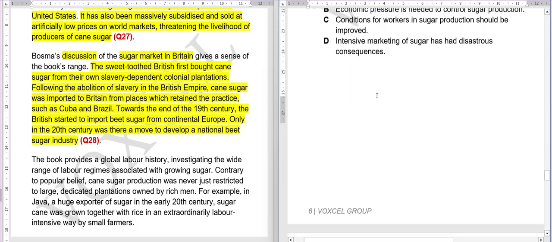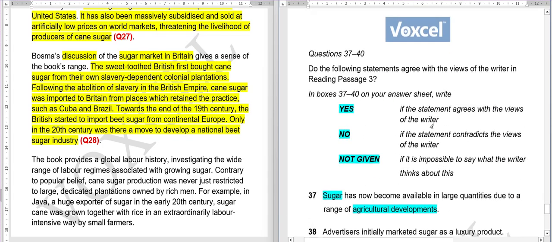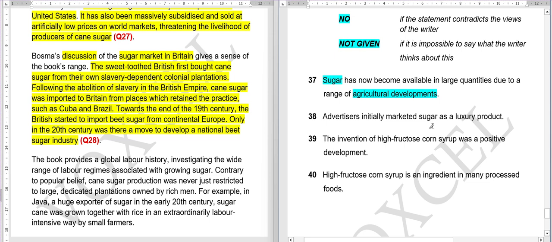Clear? Let's see. Do we need to read the 31st question? Is there any mention about Germany and the US? No, there is no mention about that. There is mention about Cuba and Brazil, Europe, continental Europe, but no mention about Germany and the US. Hope it is clear. And is there any mention about any agricultural developments? Again, no, there is no mention regarding that as well.